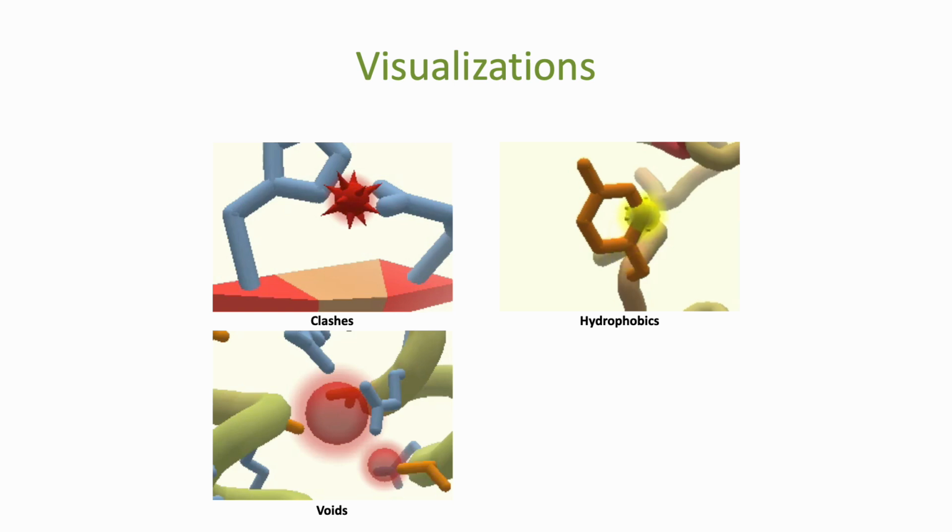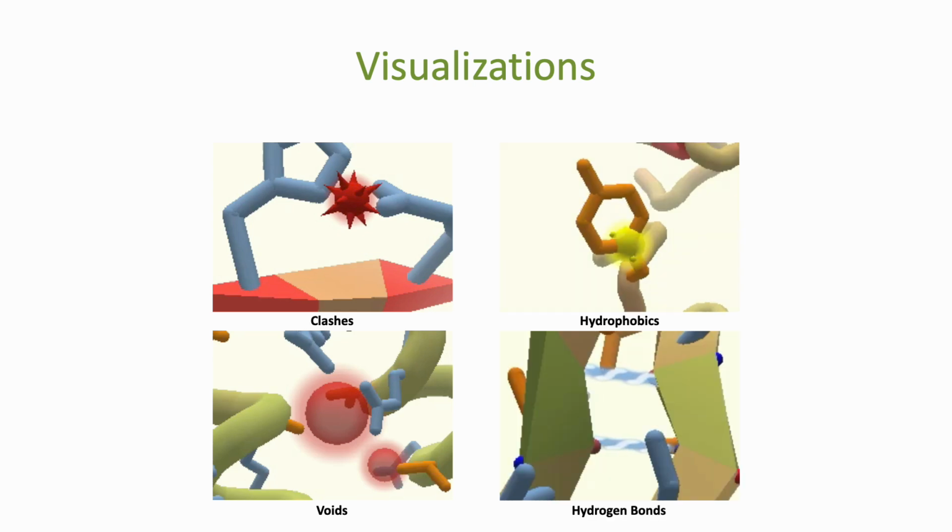You want to hide exposed hydrophobics. So we show these little greasy yellow spheres kind of moving around. They're not as bad as clashes and voids, but you also want to make sure they're not everywhere. And lastly, hydrogen bonds are what hold proteins together, and so we show them with these nice little blue lines. And so these are all important game design concepts, right?